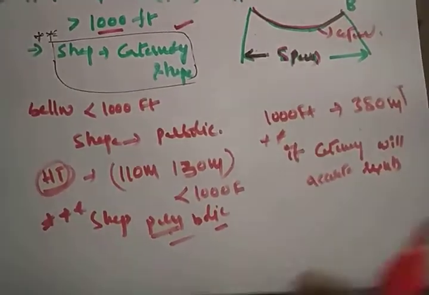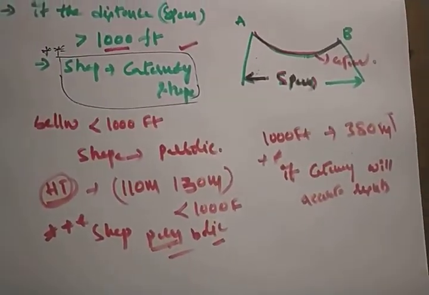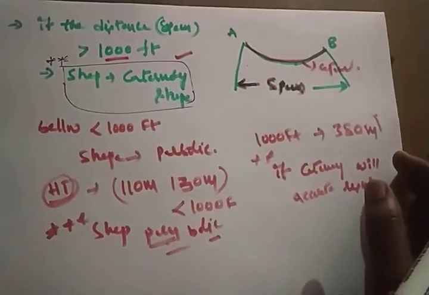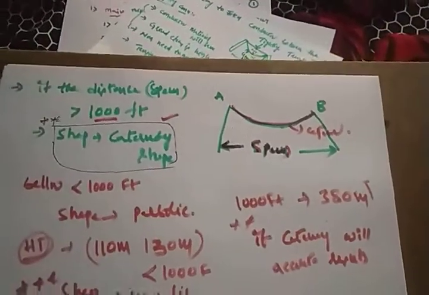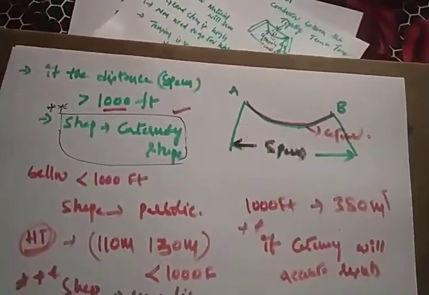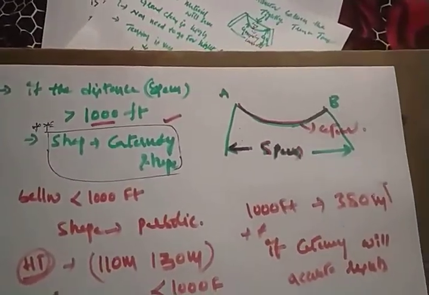That means if the shape is a catenary shape, we'll get accurate sag value and accurate tension value. All these things we'll find out. Now, the distance between the two towers is nothing but what we can call a span, right?